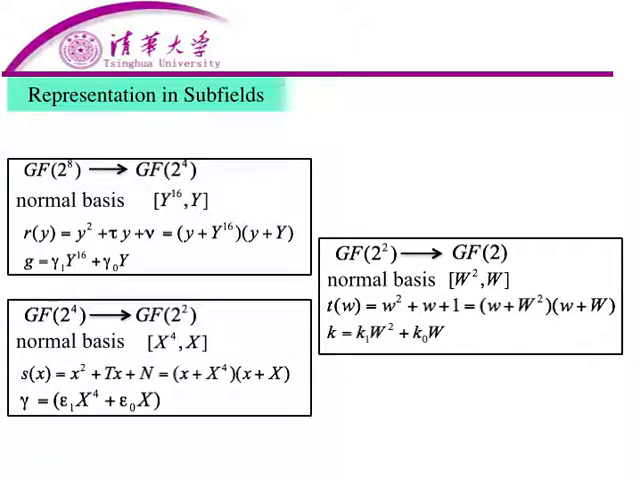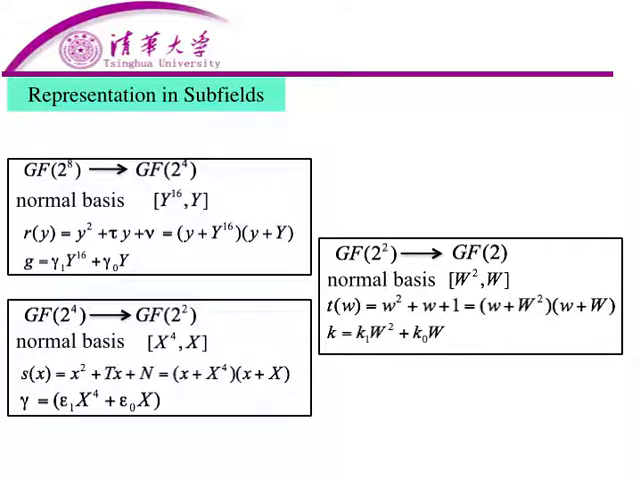Here are the representations in subfields. For example, when we want to represent an element in this field over this field, we can choose normal basis to pair y^16 and y. Then the element in this field can be represented in this way. It's similar to the field of first power of 2 and second power of 2.